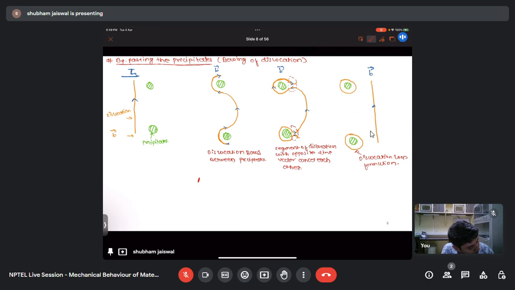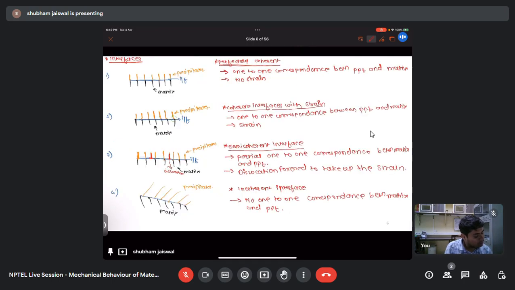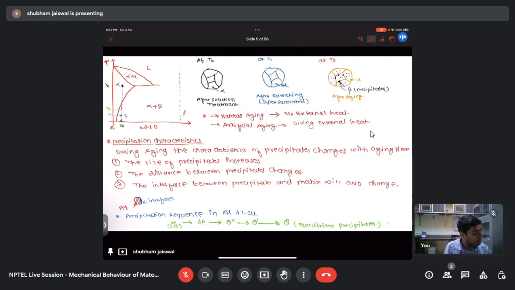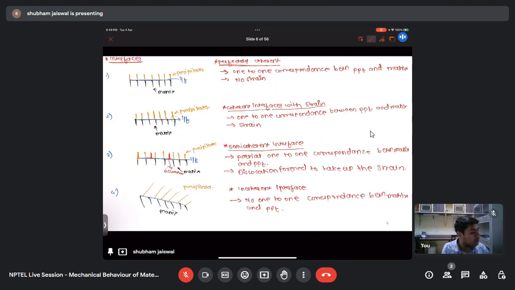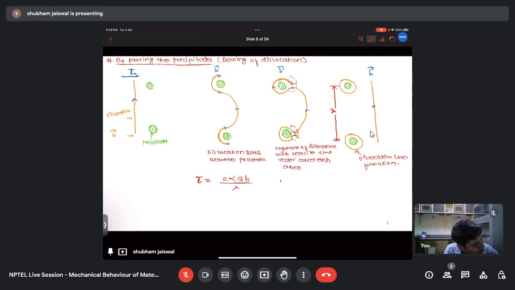So the shear stress required to bow a dislocation is given by tau is equal to 2 alpha GB upon lambda, where lambda is nothing but the distance between the precipitates. This is the distance between the two precipitates, that is lambda. As we have already discussed, the distance between the precipitates changes with the aging time.